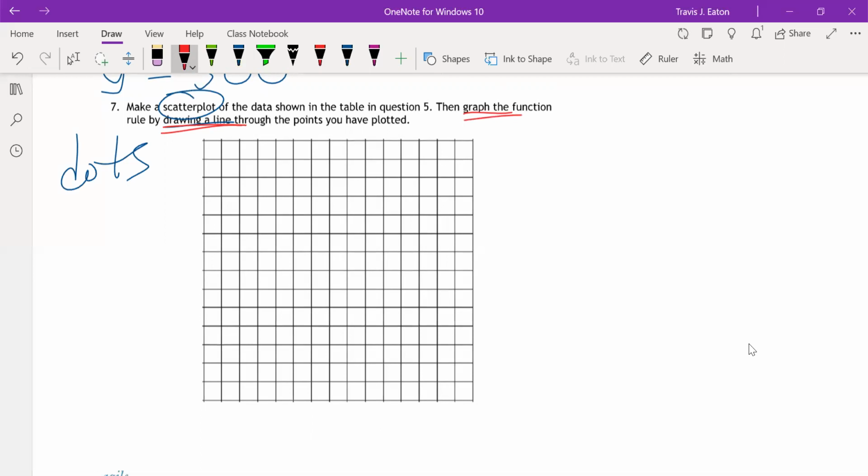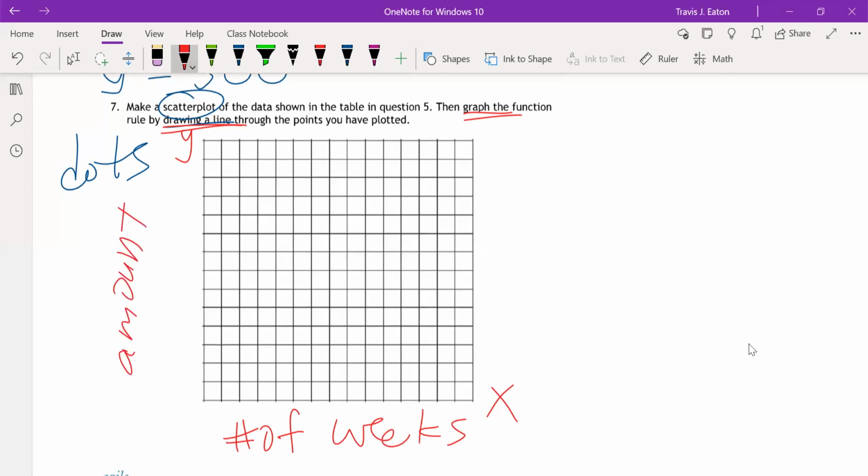The other thing I want to caution you, make sure that you label your axes. This is your x-axis. This is your y-axis. But what do they mean? This had better be the number of weeks. And this will be the amount in his account, in dollars. So make sure you label your graph.